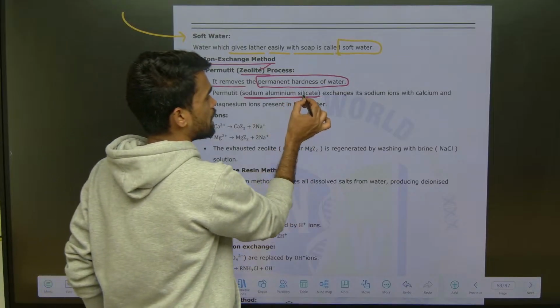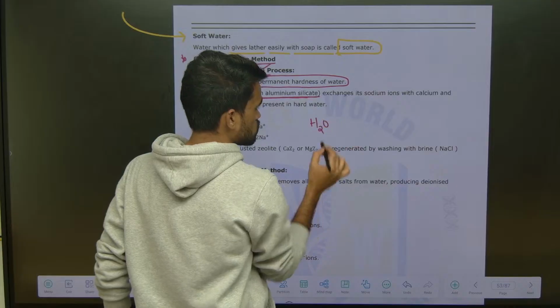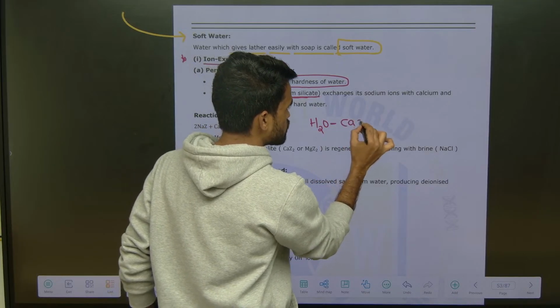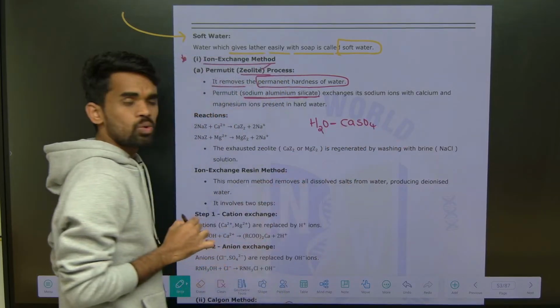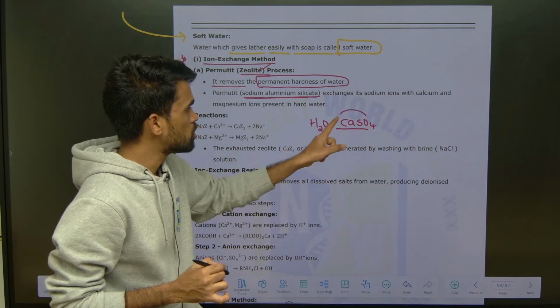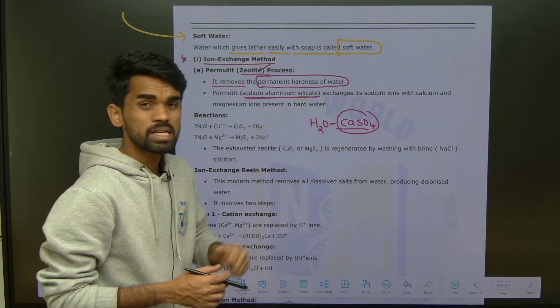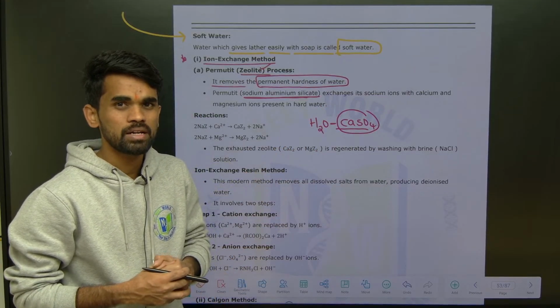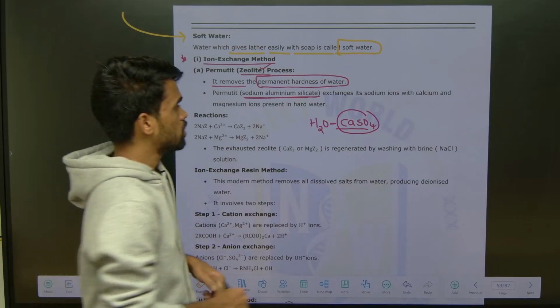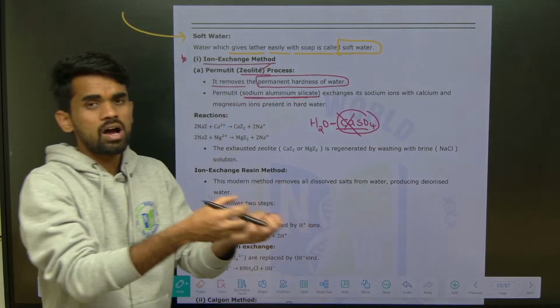So what will this zeolite be doing? For example, I have hard water containing calcium sulfate, let us say. So this is our water having calcium sulfate. Due to the presence of this calcium sulfate, what happens to our water? That is making it permanent hardness containing water. Okay, so if I remove these calcium ions and sulfate ions, yes, that hardness is removed, right?